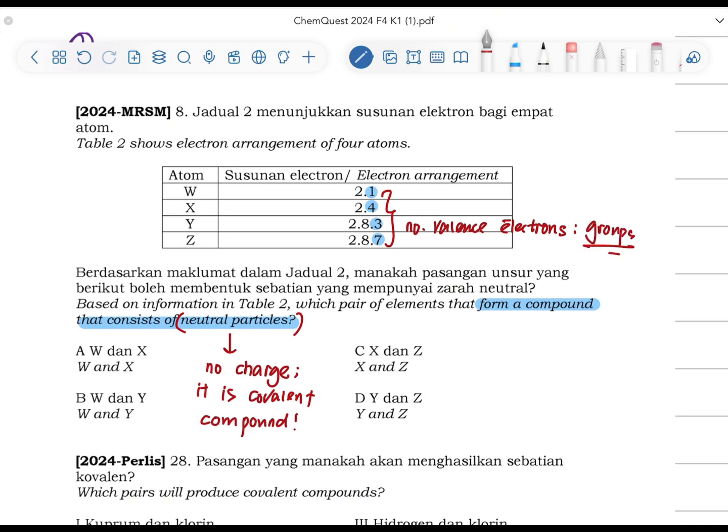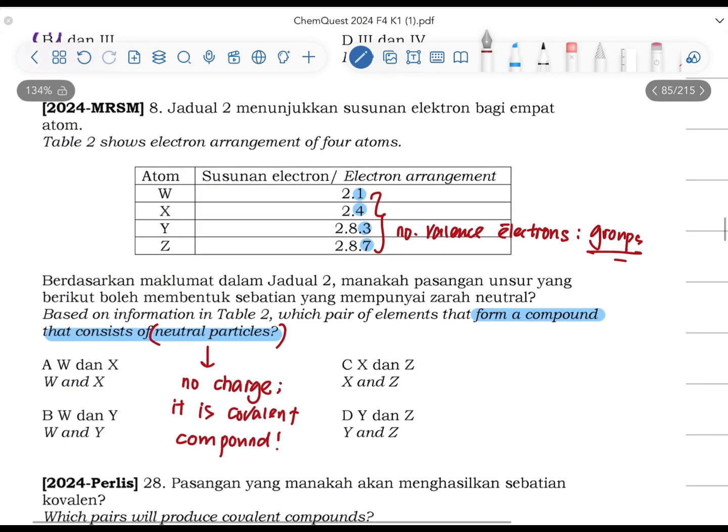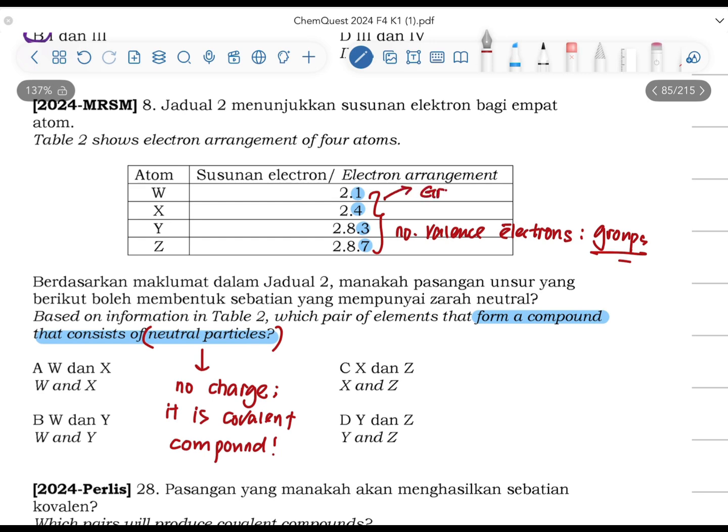So let's say for atom W, it has 1 valence electron, so it is from group 1, which is a metal. For atom X, it has 4 electrons, so it comes from group 14, which is a non-metal. For atom Y, it has 3 valence electrons in its valence shell, so it is a metal. Lastly, Z is a non-metal.